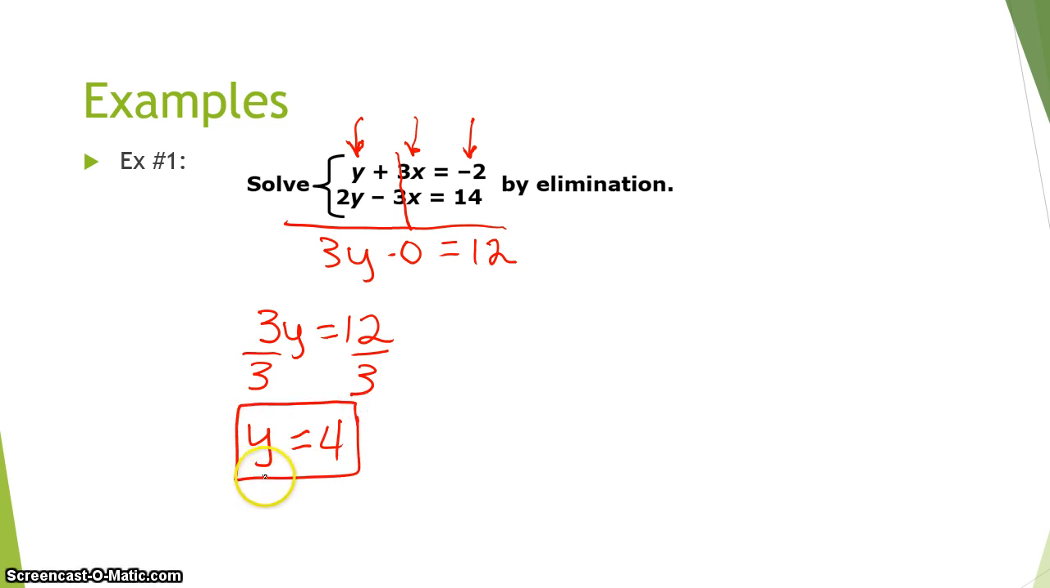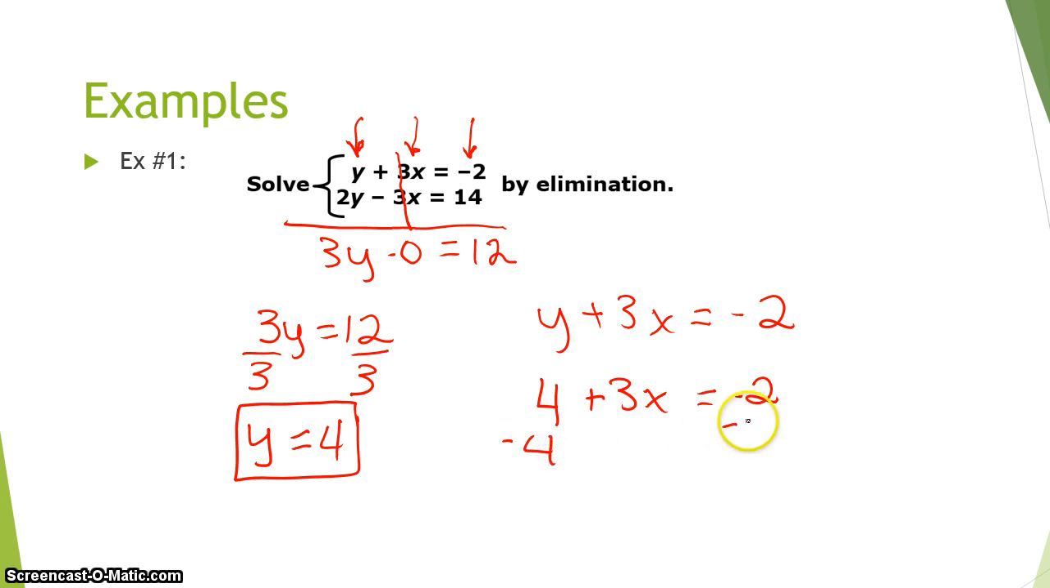Now that I've solved for my y, I go to step 3 where I'm going to substitute the value I solved for back into one of the original equations to find the other variable. So since I solved for y, I'm going to take my 4, choose one of the original equations, and plug 4 back in for y, so now I can solve for my x. I'm just going to choose the first one. It doesn't matter which equation you choose. y plus 3x equals negative 2. Here again, I substitute 4 in for y, so 4 plus 3x equals negative 2. I'm going to subtract 4 from each side.